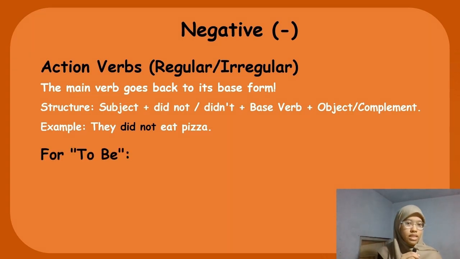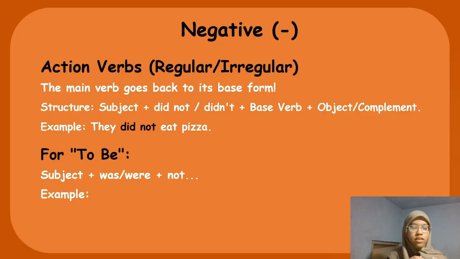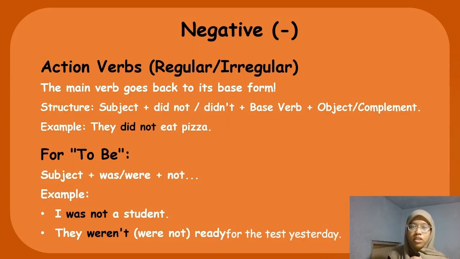For the negative with to be, it is easier, no helper is needed. Just add not after was or were. So the rule is the same as the affirmative, or the positive one. For the singular subject, we use was. For the plural subject, we use were. For example, I was not a student at that time. They were not ready for the test yesterday.